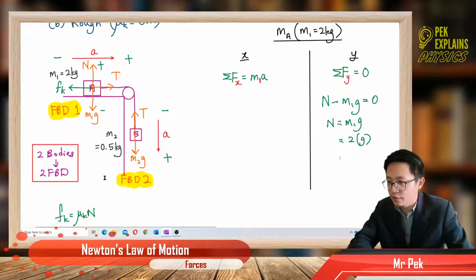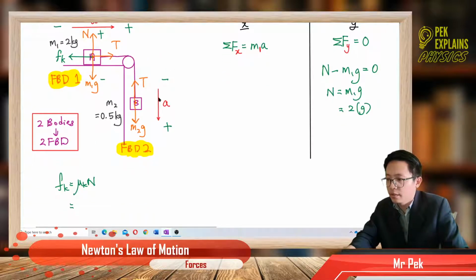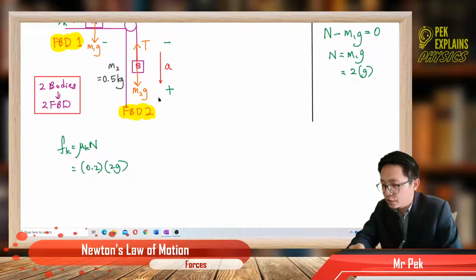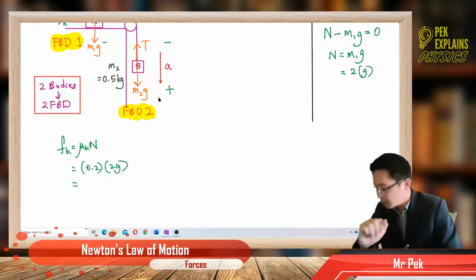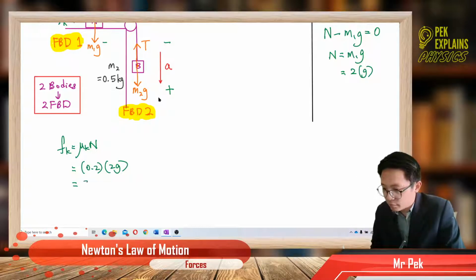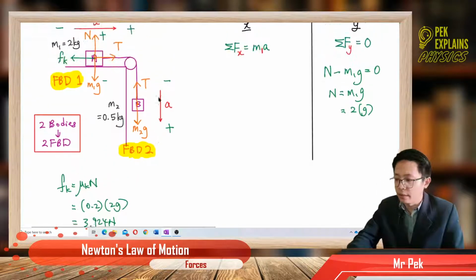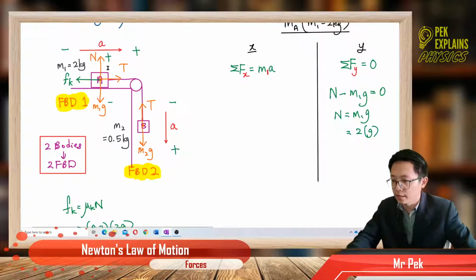We can find the friction. So friction is mu k times normal, so we have 0.2 times 2g. So we can get the friction, which is equal to 3.924 Newton. Yes, we got the friction. Now that we got the friction, we can find the x component.